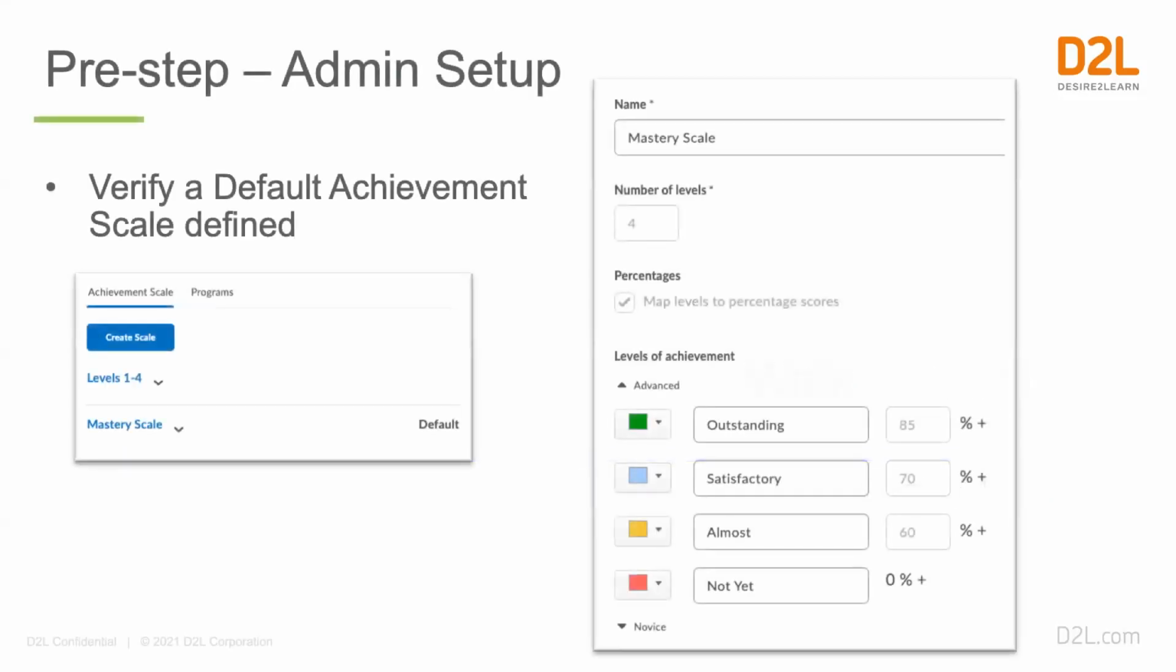So the first step is an admin setup step. This is something that you will need to coordinate with your local system admin and make sure that there is an achievement scale defined.